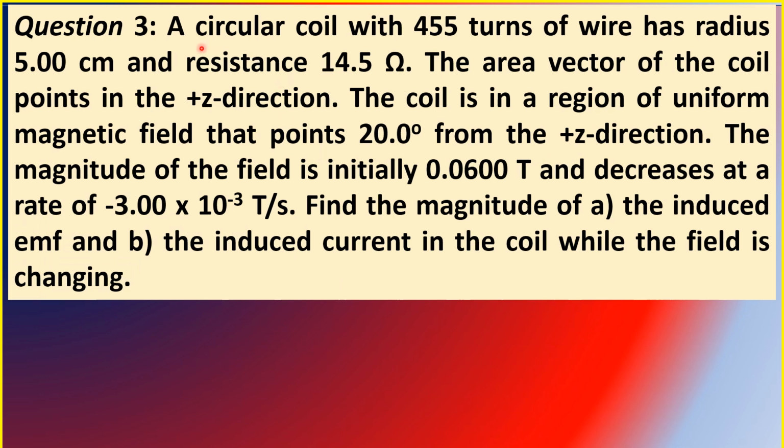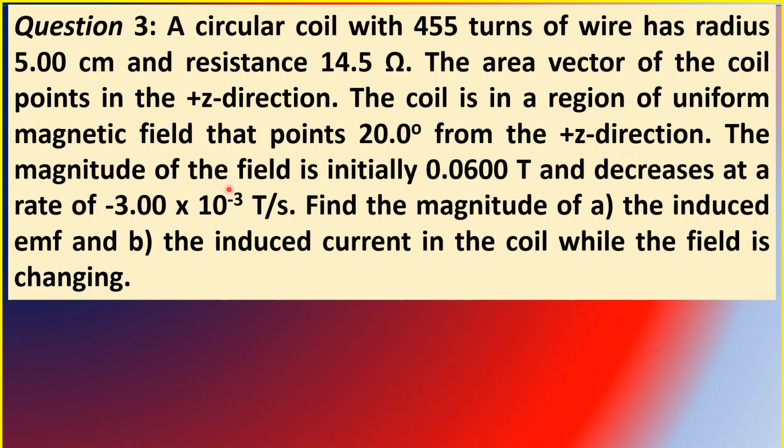This is now our last question. Question number 3. A circular coil with 455 turns of wire has radius 5.00 centimeters and resistance 14.5 ohms. The area vector of the coil points in the positive z direction. The coil is in a region of uniform magnetic field that points 20.0 degrees from the positive z direction.